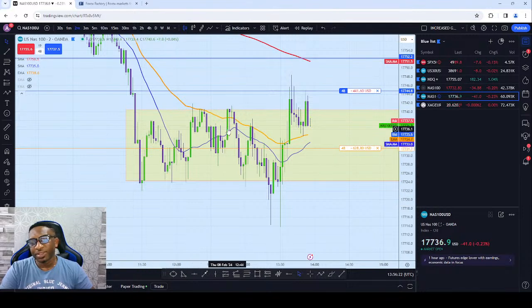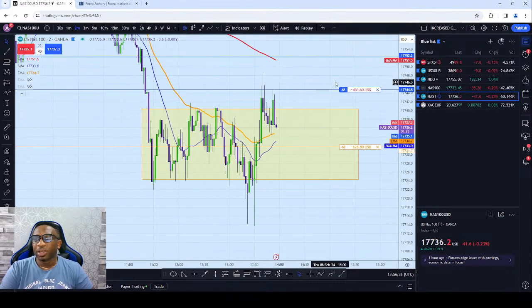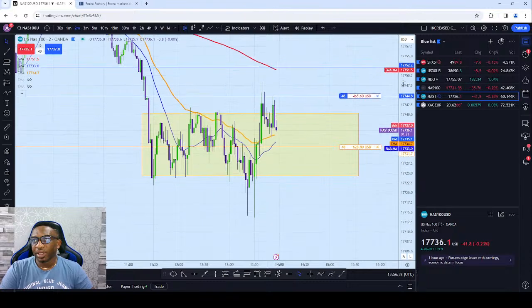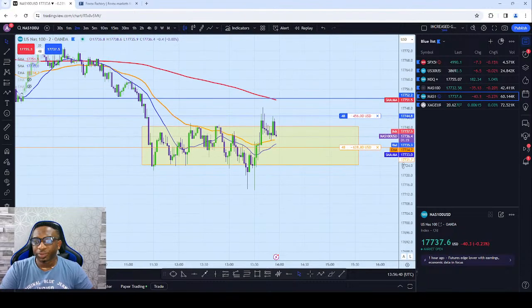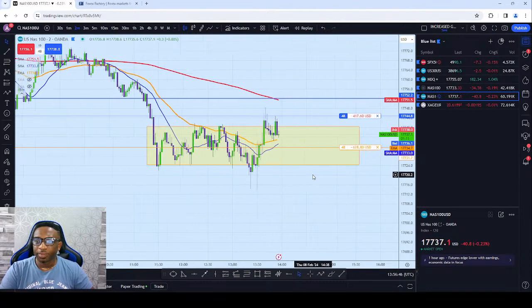Even apart from me drawing the W, we can see how the 20 moving average itself formed a W here. So now what we are waiting for is for it to play out. If it wants to go up, it goes. Otherwise, we could have a turnaround on this trade.